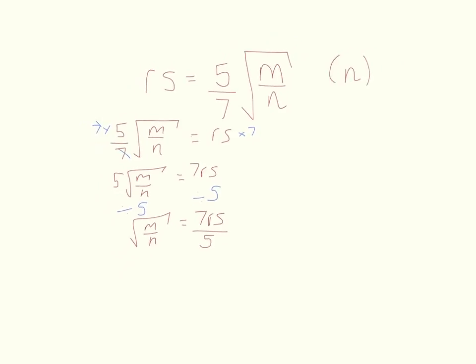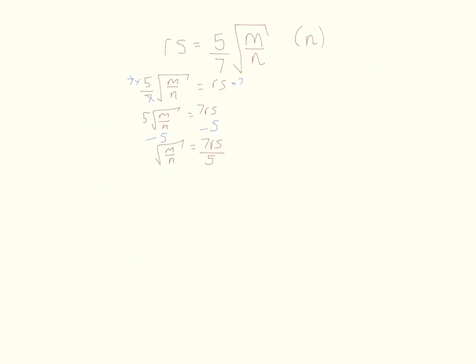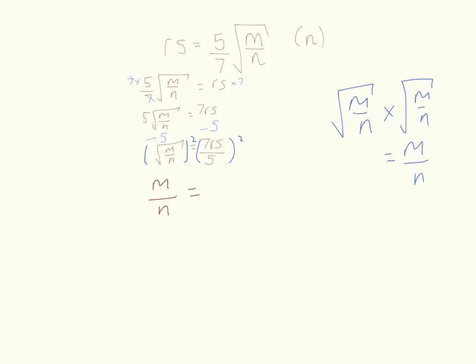Okay, I'm just going to make this a bit smaller just for space. So I've got the square root of m over n equals 7rs over 5. So we've now got to the stage where we've got a square root that we don't want. And just like in the last example, to get rid of a square root, we should square both sides. Because if we did the square root of m over n times the square root of m over n, we would get back to m over n. Okay, so we are going to have m over n, and we're going to square the top, so that's going to be 49 r squared s squared over 25.